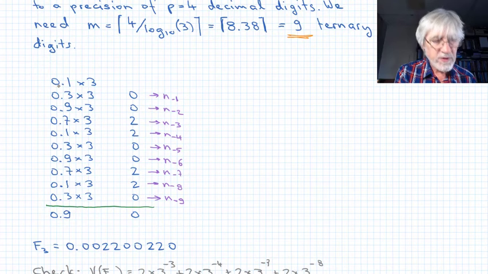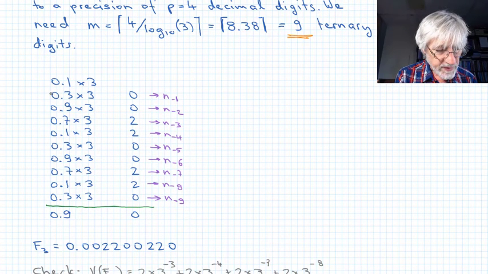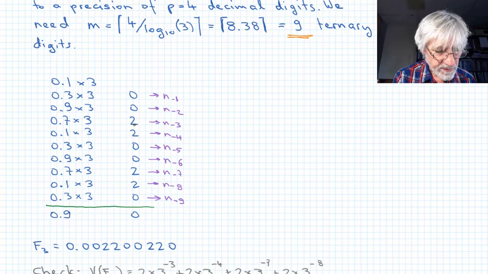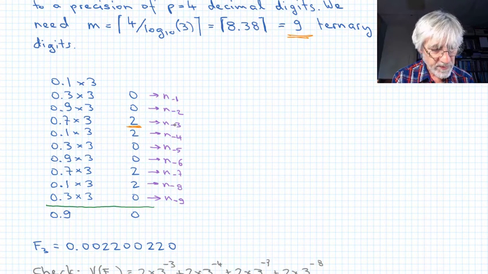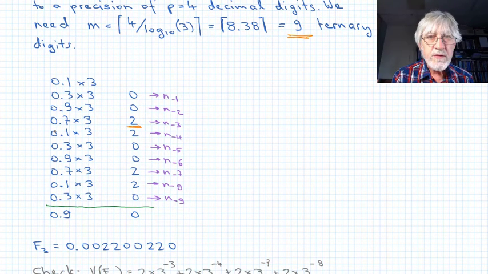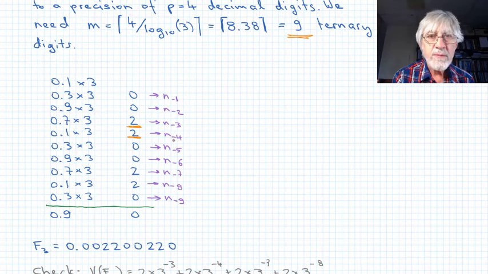Okay, so we start out with the 0.1 that we want to convert. We multiply by 3, and we use now a more abbreviated notation here. So that gives us 0.3. The integer part is 0, so n minus 1 is 0. We multiply this by 3, that gives us 0.9. The integer part is still 0, so we get n minus 2 is equal to 0. And then 3 times 0.9 is 2.7. So the 2 goes over here, that's the integer part, and becomes n minus 3. And the 0.7 stays over here, gets multiplied by 3, gives us 2.1. So the integer part of that goes over and becomes n minus 4.